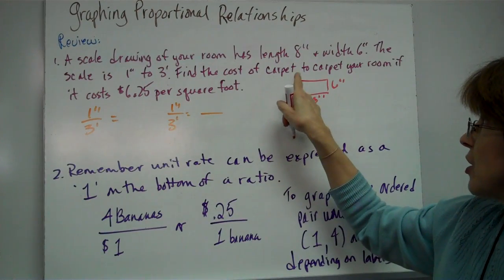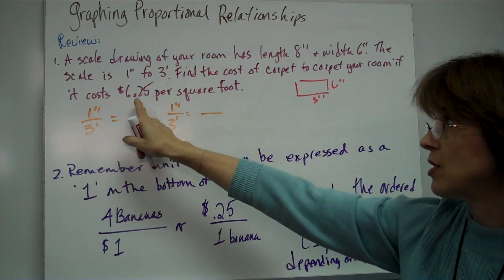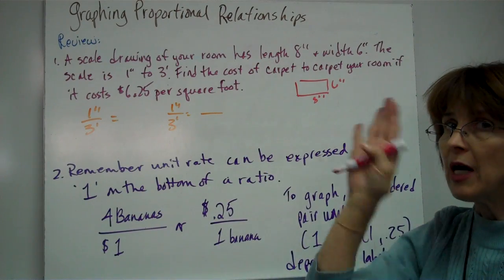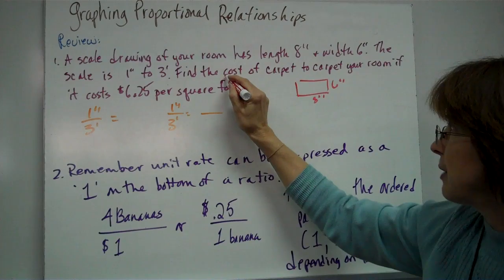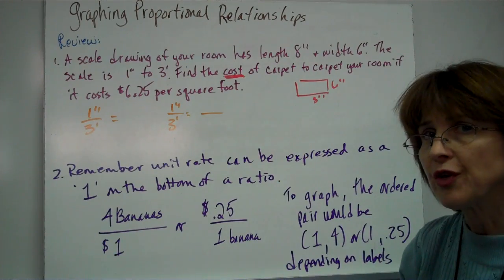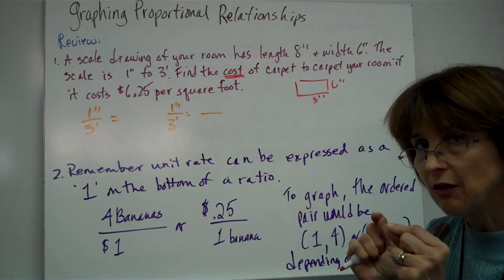Then you want to find the cost of the carpet to carpet your room if it costs $6.25 per square foot. So there's a lot in here. So you might want to think about, okay, I've got the bottom line, what I'm trying to find is money. I'm trying to find costs. You might want to make sure that you know your answer has to be in terms of a dollar sign.